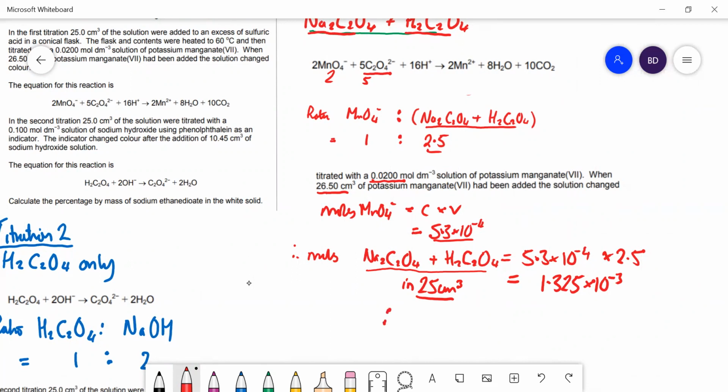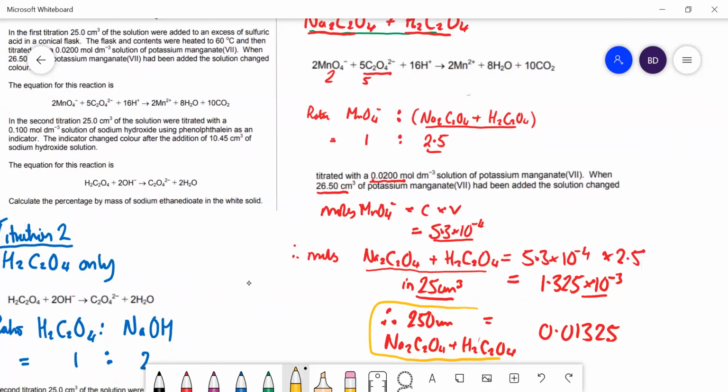So therefore, in 250, the moles of those two, I'll write it down again, and of the acid, H2C2O4, multiply this number by 10, we get 0.01325. And we're going to use that result later on, so I'm going to put a circle around it. Okay. Now let's get on to titration 2.